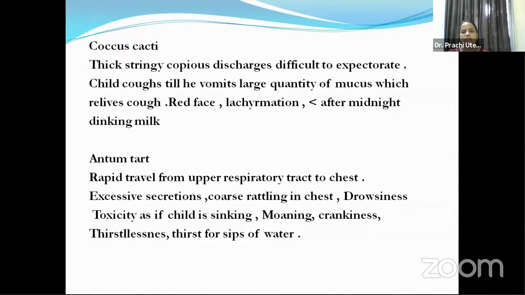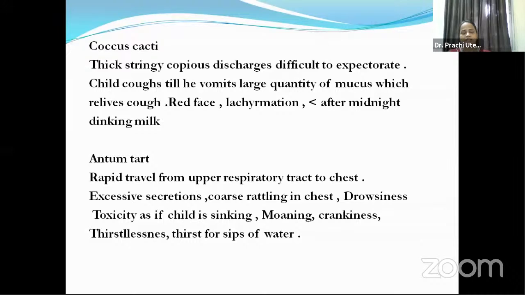So here you can get excessive secretions, the pores rattling in the chest, drowsiness, toxicity as if the child is sinking, moaning, crankiness, and hoarseness is quite evident. So here Carbo is also another remedy which is coming close. There are various remedies, but in which stage of pneumonia can we apply these remedies?